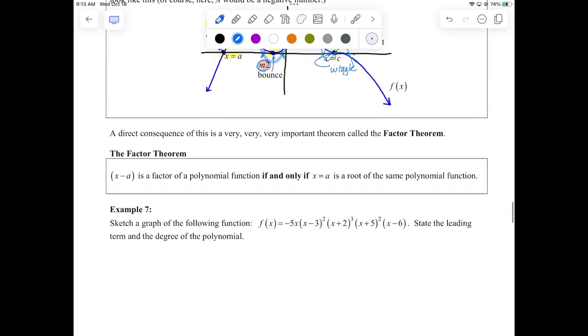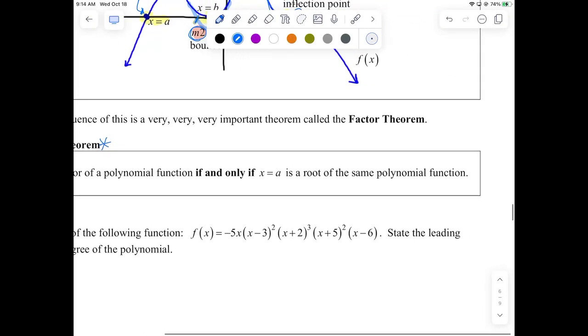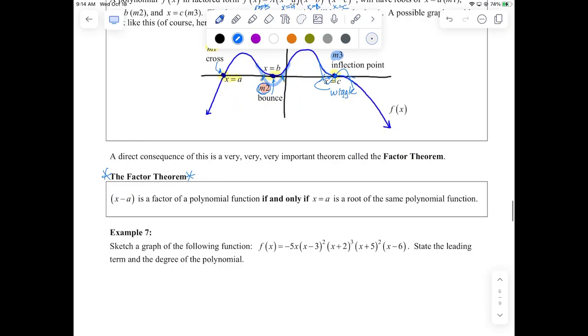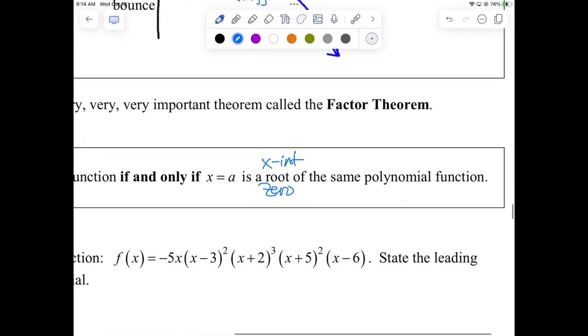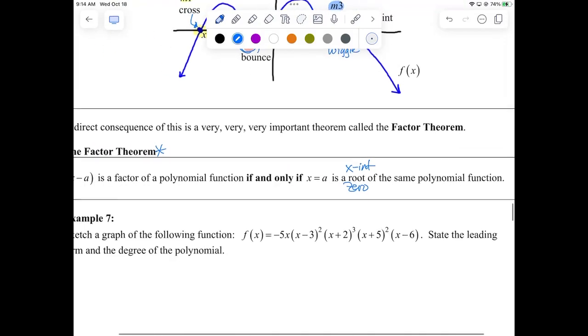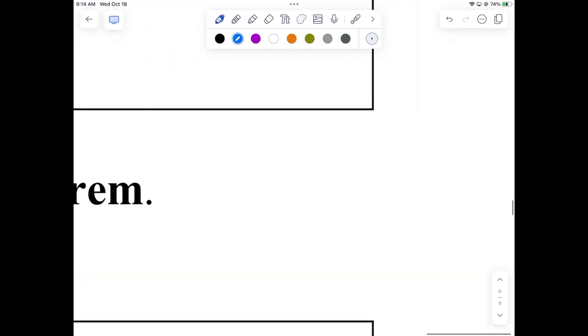Okay, here's another theorem. This is probably the most important theorem. We use this a lot. We already use this. We're just going to state it differently. X minus a is a factor of a polynomial function if and only if x equals a is a root or a 0, either way, a root or a 0, or an x-intercept, remember, of that polynomial function. Now, it's an if and only if theorem, so it works the other way around. If x equals a is a root, then x minus a is a factor. So if you know a root, you know a factor. If you know a factor, you know a root. Here's an example that we've already been using.